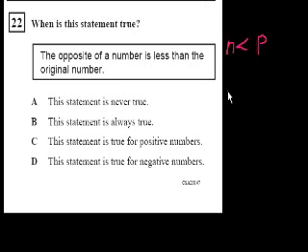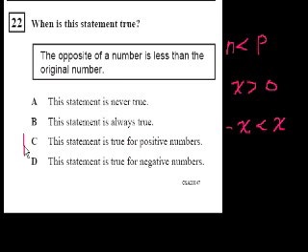Or if we say that x is greater than 0, then minus x is going to be less than x. If we say x is positive, then definitely minus 3 is less than positive 3. So the statement is true for positive numbers. So that's C.